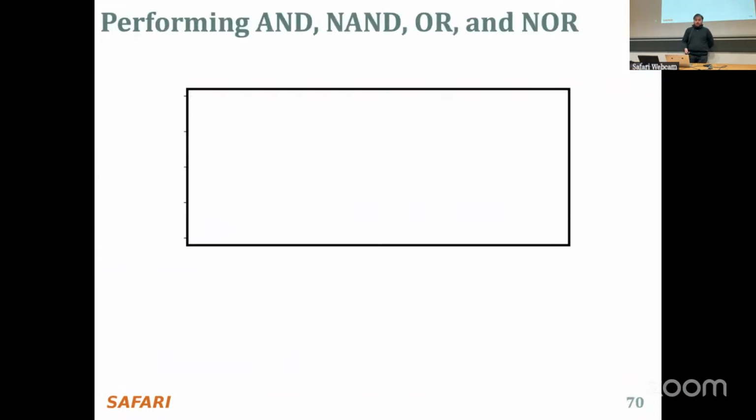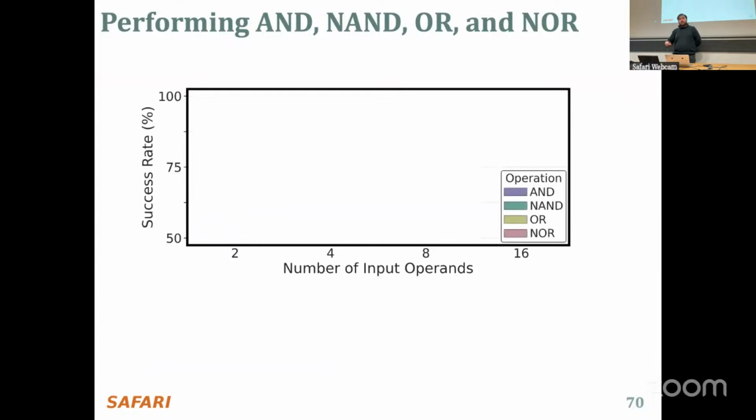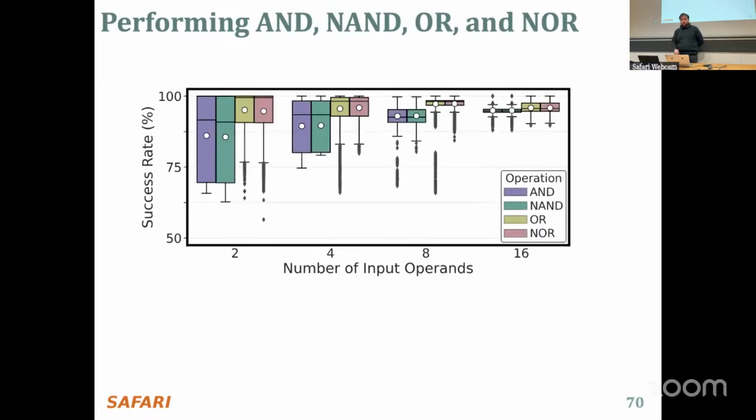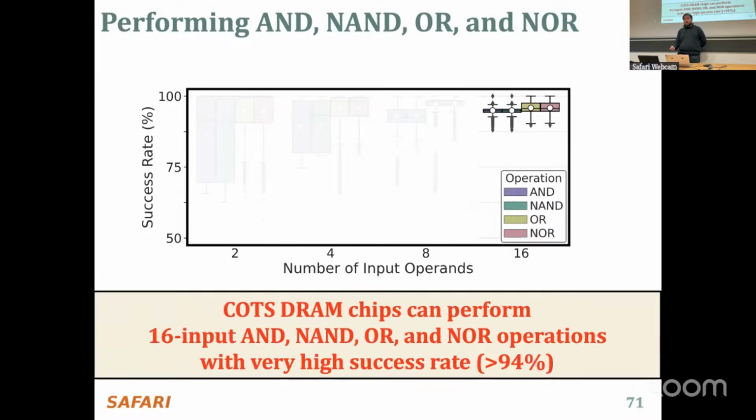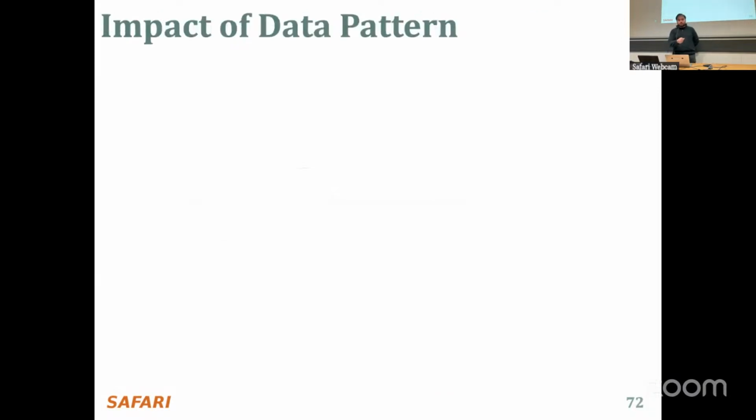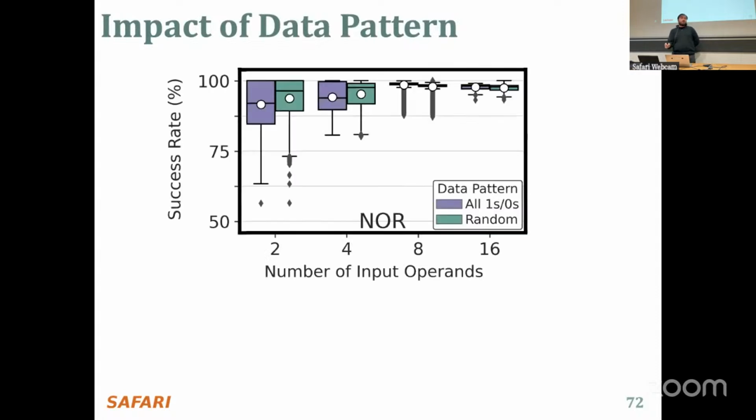And now let's take a look at the first result here. On the x-axis, we have the number of input operands. On the y-axis, we have the success rate. And in the hue, each colored box shows the operation: AND, NAND, OR, and NOR. Here we observe that off-the-shelf DRAM chips can perform 2, 4, 8, 16 input AND, NAND, OR, and NOR operations. And for the 16 input, off-the-shelf DRAM chips can achieve very high success rates. And now let's look at the impact of data pattern, specifically for the NOR operation.